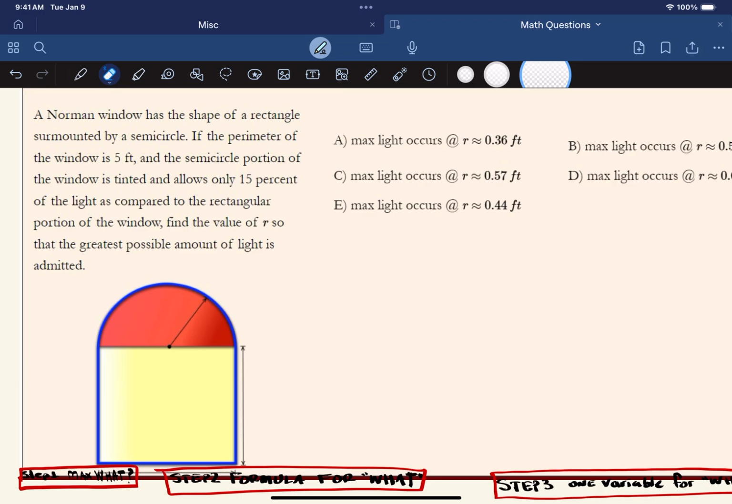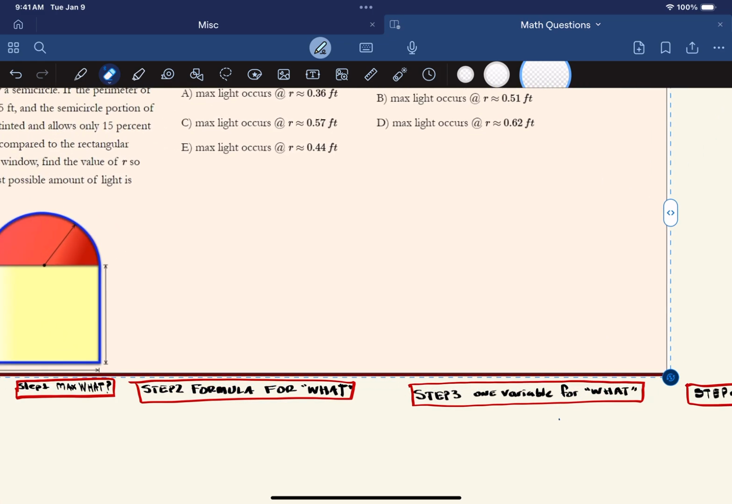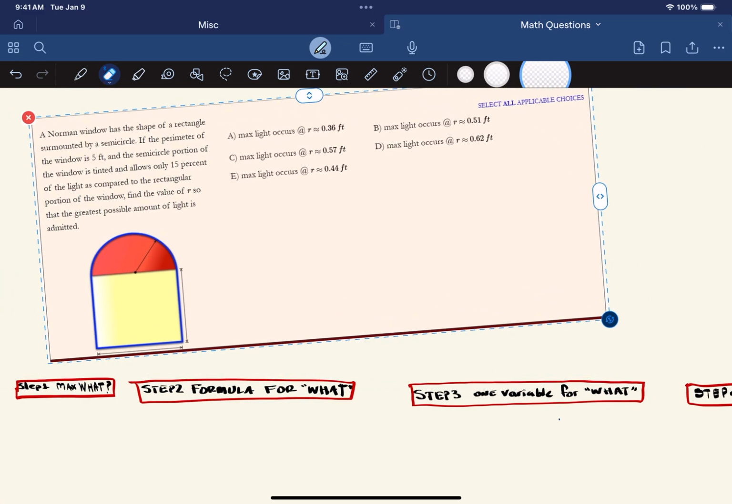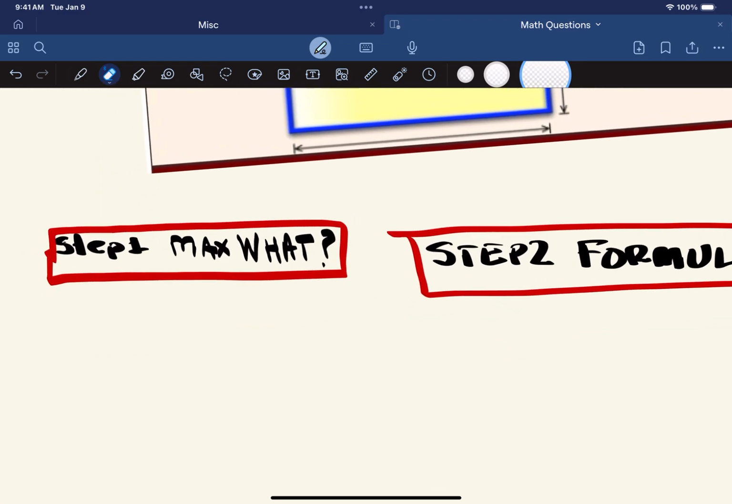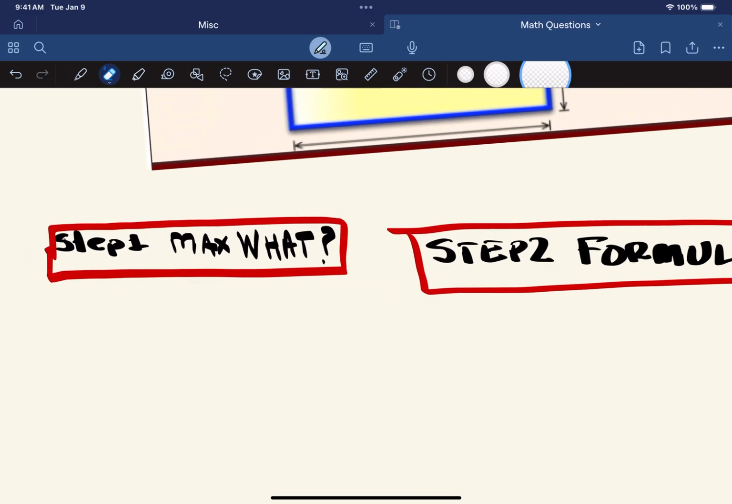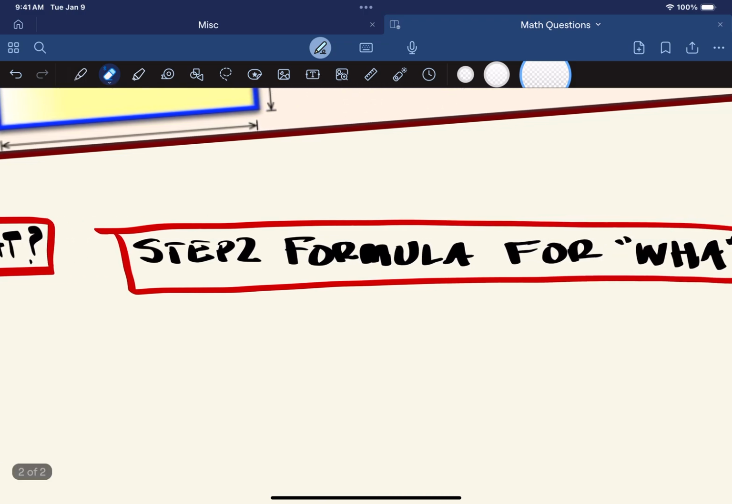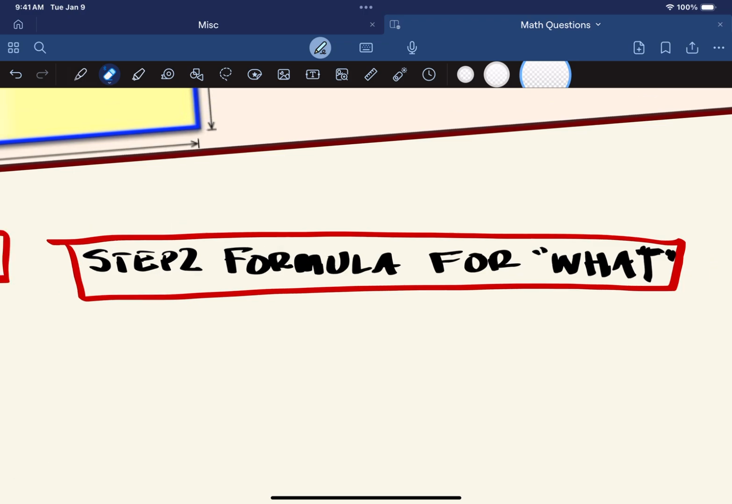Roughly speaking, on all these optimization questions, the steps are going to go like this. First of all, we're going to define exactly what it is that we're trying to maximize, okay? You can't fix a problem if you can't put a name onto that problem. So we're first going to put a name onto it. What are we trying to maximize or minimize? Second step is we'd like to find a formula for whatever it is that we're trying to maximize or minimize.